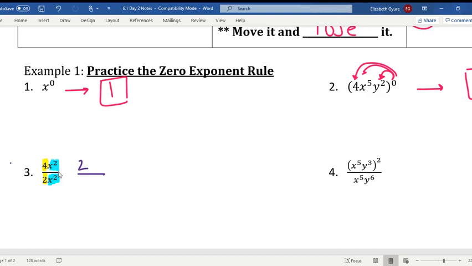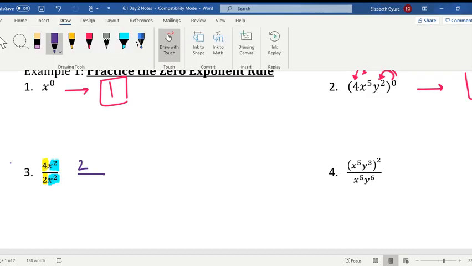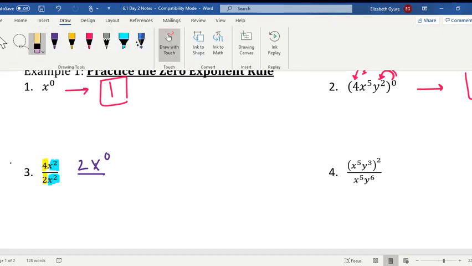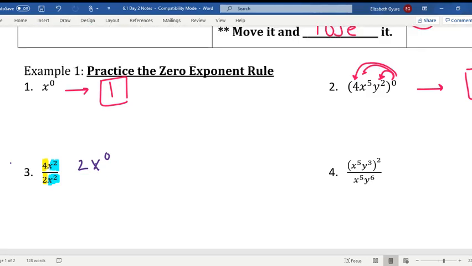0. So won't I have x to the 0? Yeah. Do I have anything on the bottom of this fraction that's left over? No, so I don't really need my fraction bar if I don't want. If you want, you can just put a 1 on the bottom. But I now have 2 x to the 0. Okay. Well, what's x to the 0?